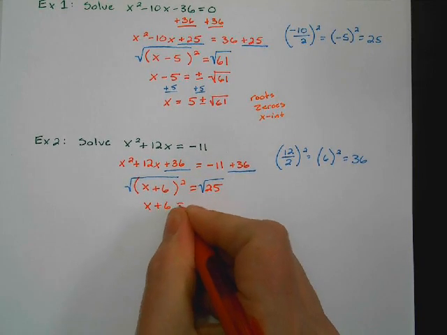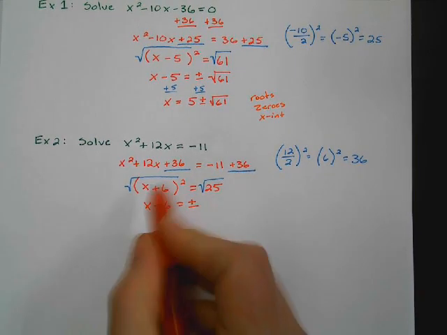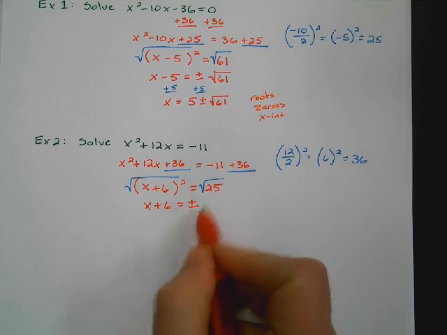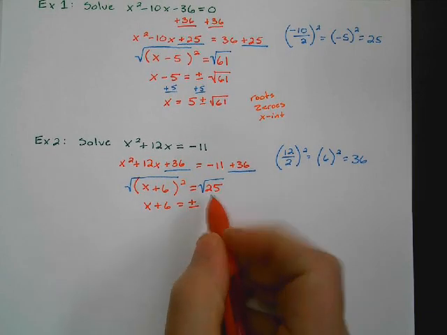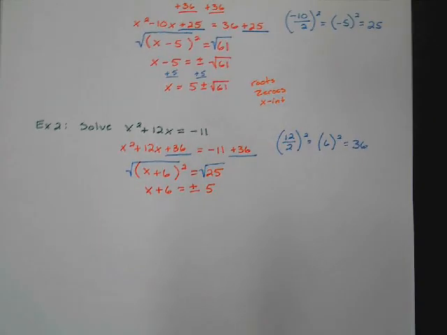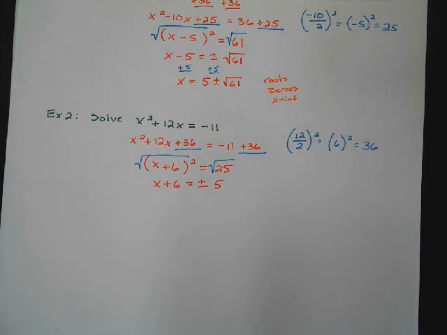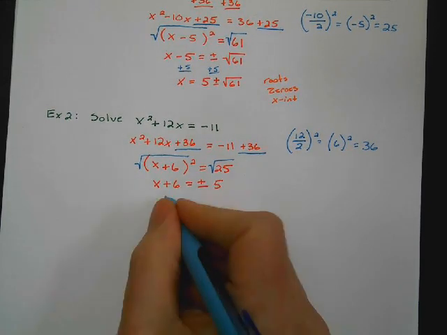On the other side, do not forget your plus or minus. Anytime you take the square root of both sides, you have to add that plus or minus. And the square root of 25 is just 5. So that one did reduce. You have to reduce if it's possible. Next, we will subtract 6 from both sides.